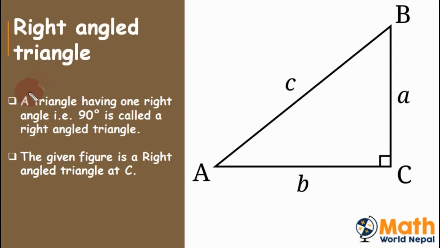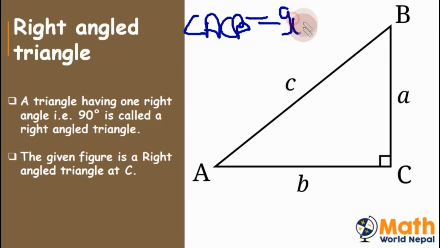Right angled triangle. A triangle having one angle 90 degree is called a right angled triangle. In the given figure we have a triangle ABC, and the triangle is right angled at C. So we can write that angle ACB is equal to 90 degrees. A right angled triangle is also called an orthogonal triangle.